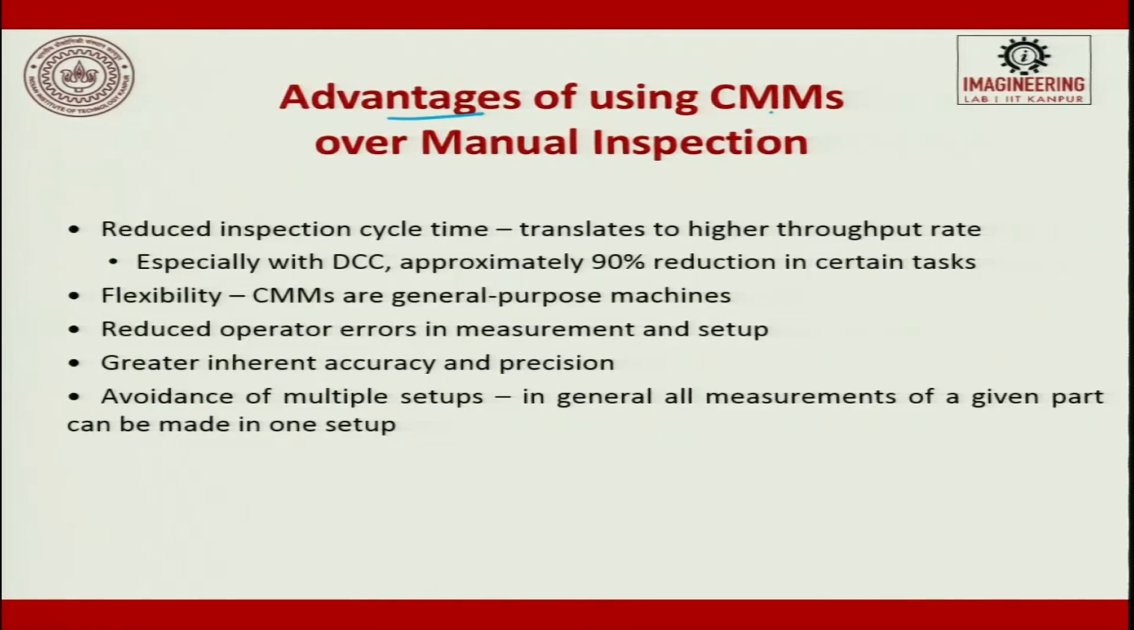So, what is the advantage of a CMM over manual inspection? It reduces cycle time because it translates to a higher throughput rate, especially with the DCC. We saw what DCC is, approximately 90% reduction in the measuring time. It gives you flexibility, I do not have to prepare gauges every time. The CMM is a general purpose machine. It reduces operator error because everything is calibrated with one surface and starts. It gives greater inherent accuracy and precision, and avoids multiple setups. For example, with a single setup you can do almost all feature measurements in one shot. So, it avoids multiple setups.